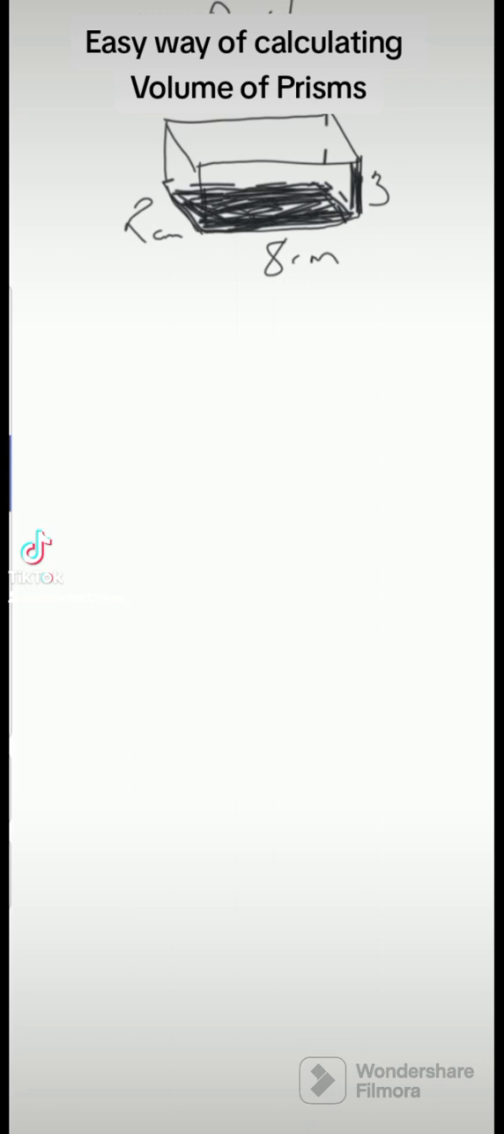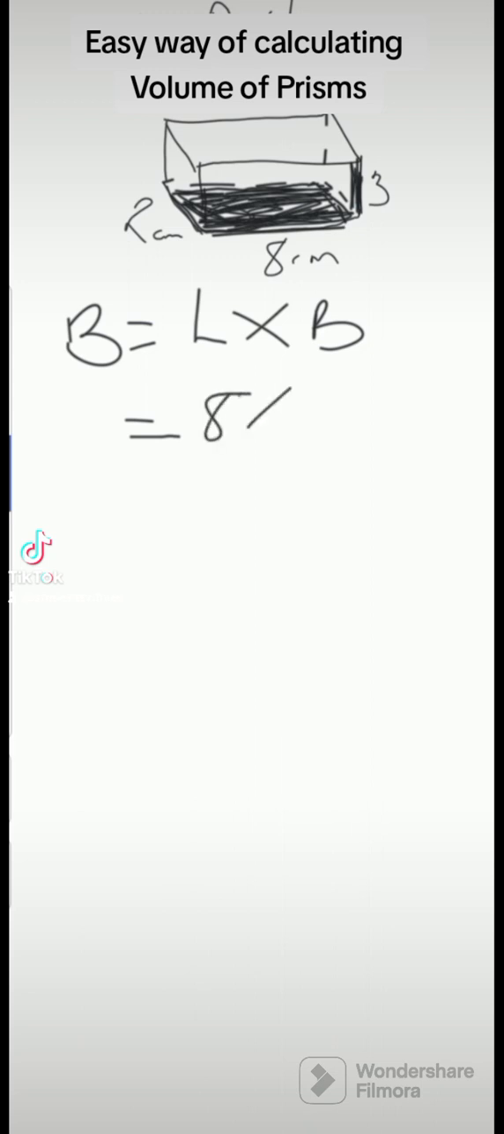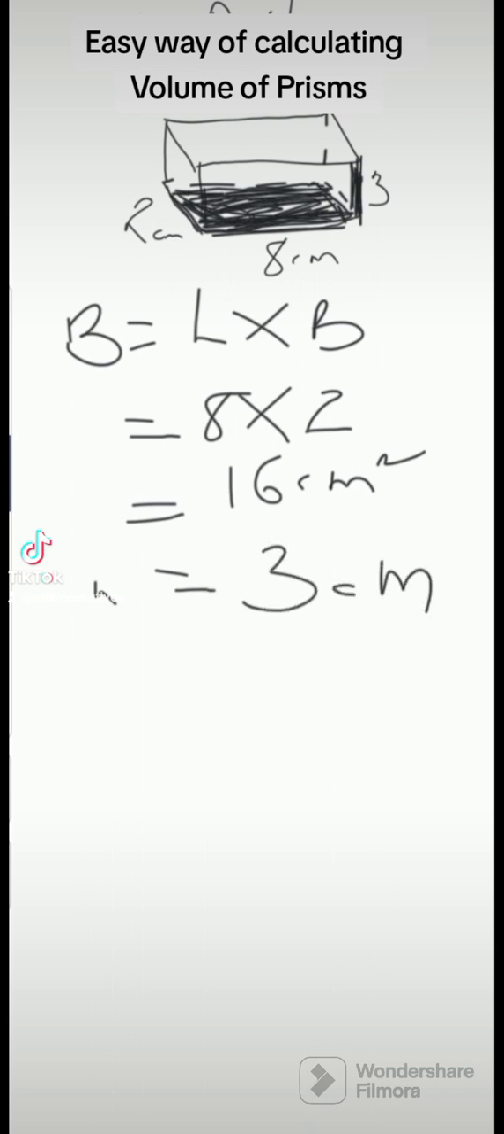What's the base? The base is a rectangle, so the base area B will be equals to length times breadth. Now the length is that 8. That's 8 times the breadth, which is 2. That gives us what? 16 centimeter square. Having gotten that, we'll now check out the height. What's the height? The height is equals to 3 centimeter. That's our height.